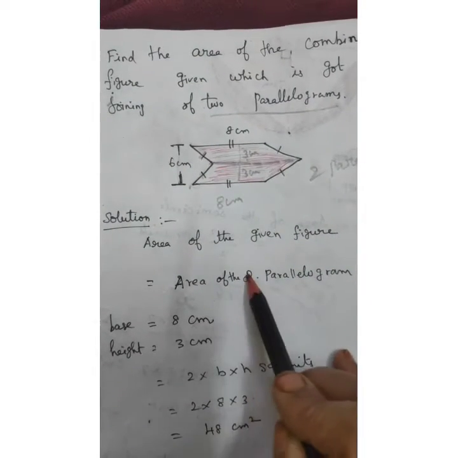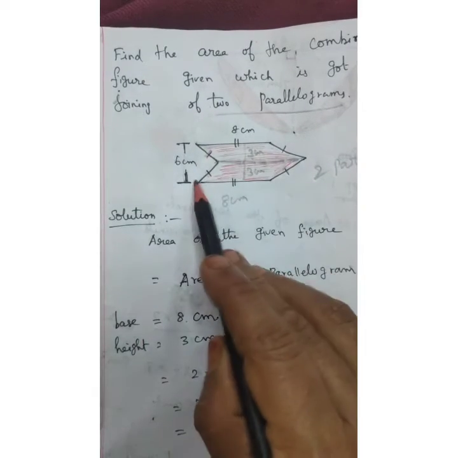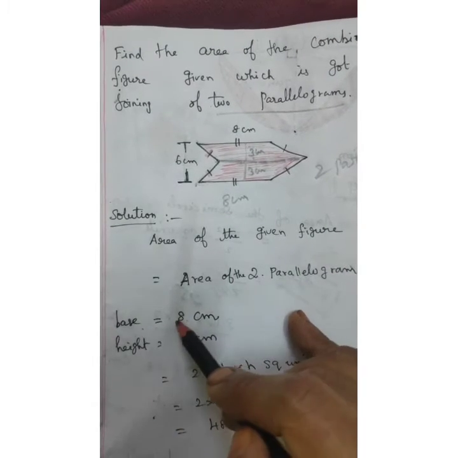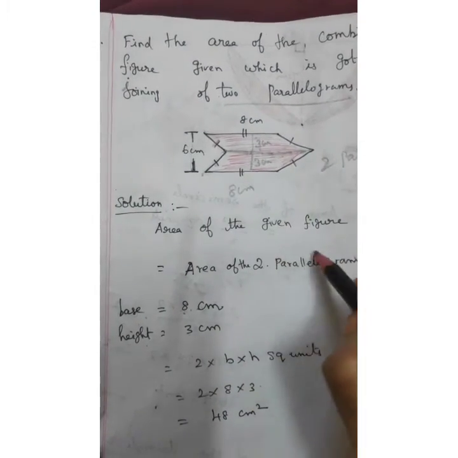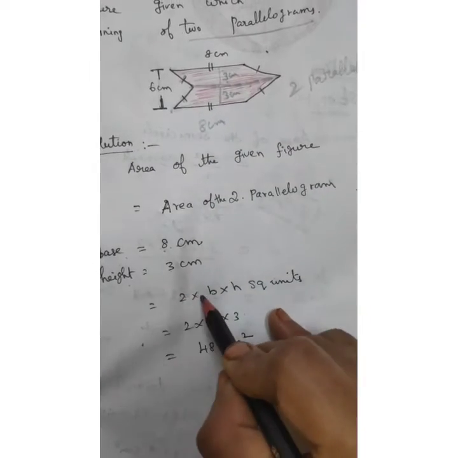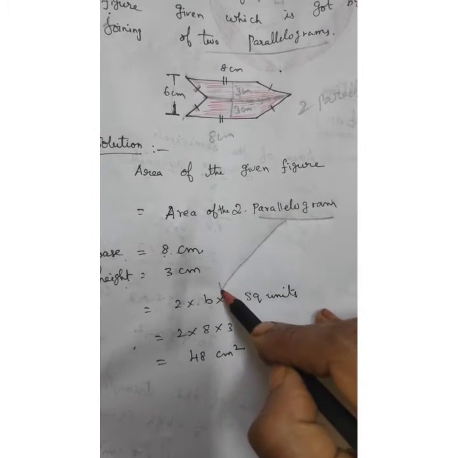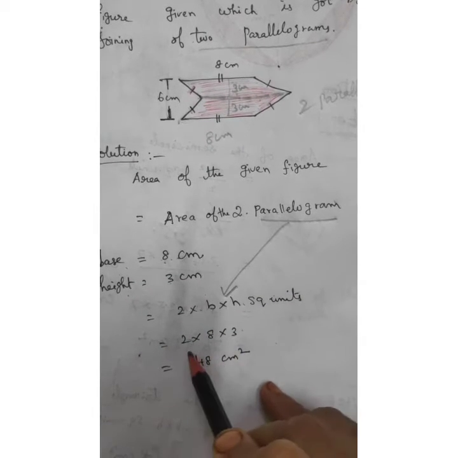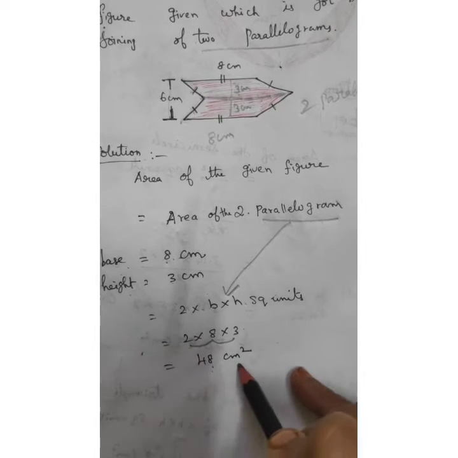So area of two parallelograms: base equal to 8 centimeter. This is the base, this is the base. Both are equal, so write it one time only. Base equal to 8 centimeter, height equal to 3 centimeter. There are two parallelograms, so 2 into b into h. Area of the parallelogram formula is b into h. 2 into 8 into 3. 2 8s are 16, 16 3s are 48. 48 centimeter square.